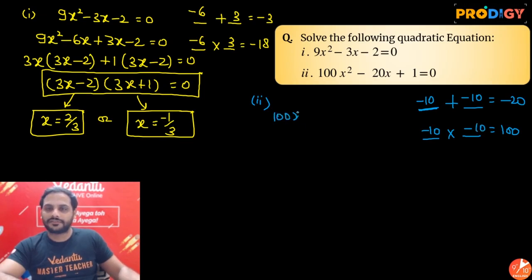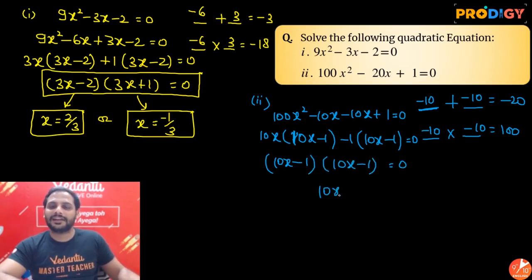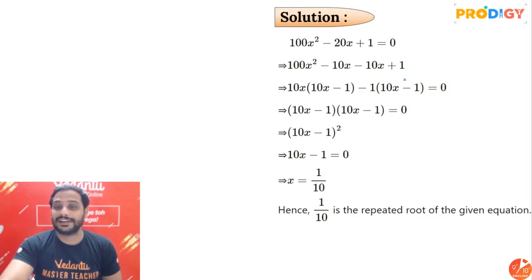So I can write it as 100x square minus 10x minus 10x plus 1 equal to 0. Take 10x common, you are left with 10x minus 1. Here take minus 1 common, you are left with 10x minus 1 equal to 0. So 10x minus 1 into 10x minus 1 equal to 0. So it is nothing but 10x minus 1 whole square equal to 0. So x will be equal to 1 by 10. This will be our root. And you can also see it is a minus b whole square, a square minus 2ab plus b square. So this is how you can do splitting the middle term.